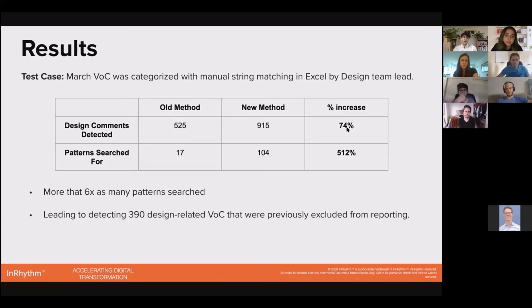That's a 74% increase, and we've been able to add a lot more patterns in as well to search for. So that's about 6 times as many patterns searched. And so I find these results to be very positive. In the old method, they would have missed 390 design-related VoC comments, a pretty significant amount, and they're really able now to very easily change and alter the patterns and keywords they're searching for with that key document.